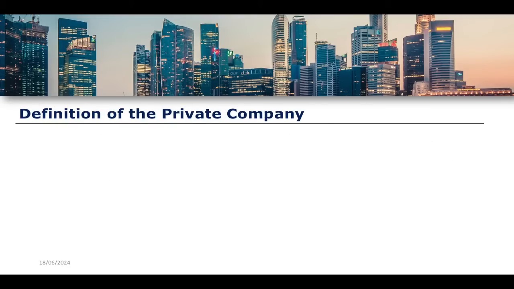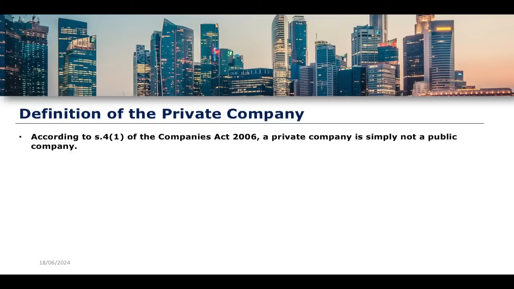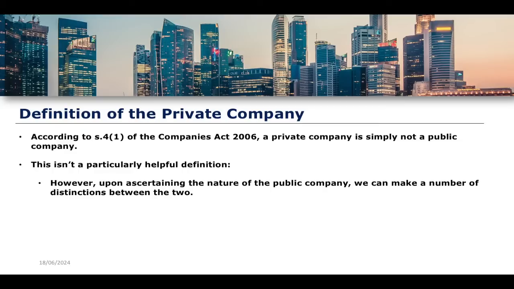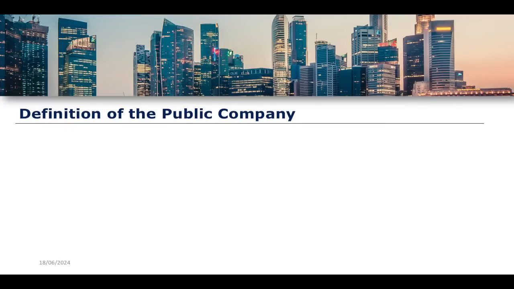For example, when we think about the definition of a private company, we see that according to Section 4, subsection 1 of the 2006 Companies Act, it defines a private company as a company which is not a public company. Not very helpful, okay? But it's okay, because we can ask the question: if a private company is simply something that isn't a public company, what then is a public company? By ascertaining the nature of what a public company is, we can come to a number of distinctions and determinations about the two.